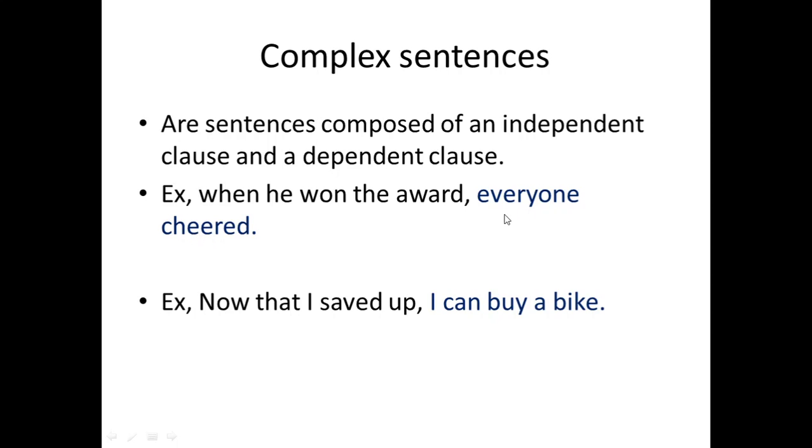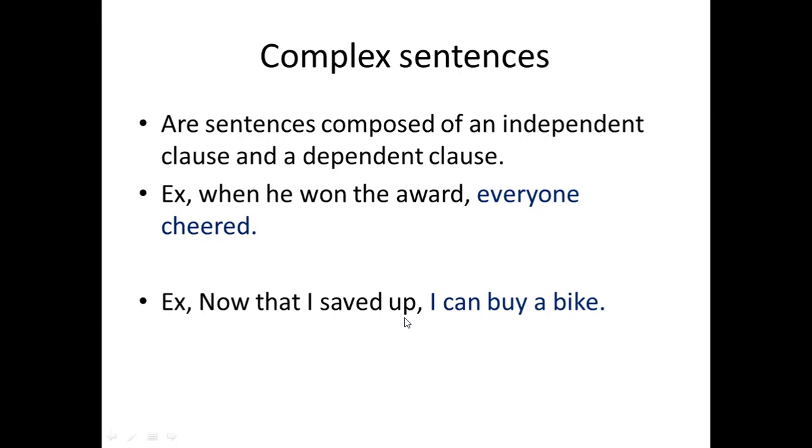How do we know that? Because we have the subject and we have the verb. It is complete and it gives complete meaning. Even without, guys, listen, even without this, if we removed this clause, it is still independent, because everyone cheered, everyone was happy, right? So this is a complex sentence because we have one dependent clause and we have one independent clause. Easy as that.